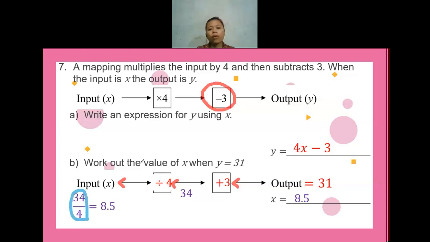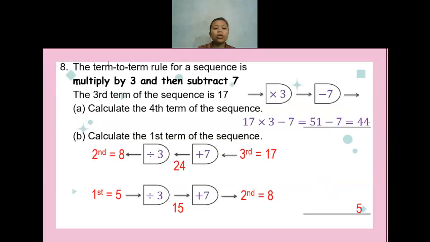Is there anyone else having any question? No, anyone? Okay. If you have no question, I will move to the next question. I will move to question 8. Please let me know whenever you have any question.